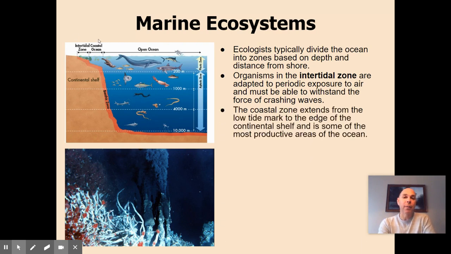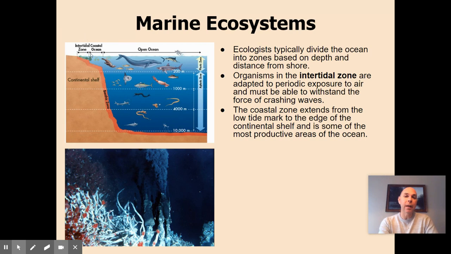As we move from the intertidal zone, we move into what's called the coastal zone, which extends from the lowest tide mark out to the edge of the continental shelf. Where is that deep, quick drop off of shoreline. And of course, in the Atlantic Ocean, the continental shelf is much farther away from the shoreline. In the Pacific Ocean, it's much closer to the shoreline. So no matter what continent we are found studying, there's always going to be that drop off.